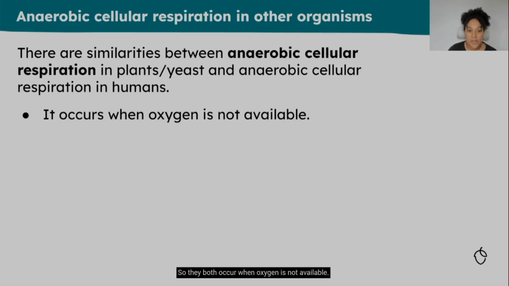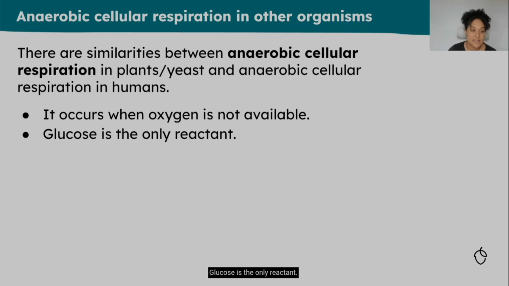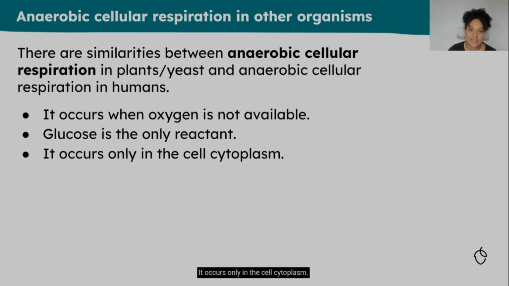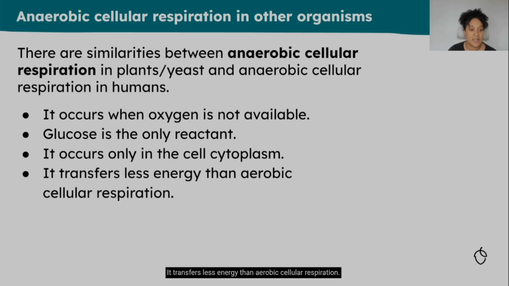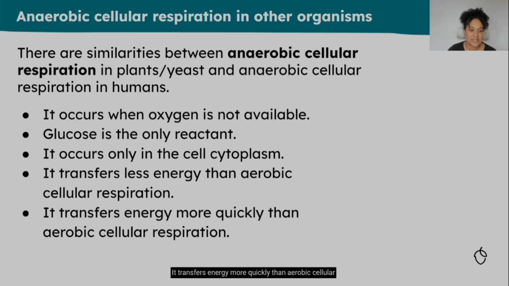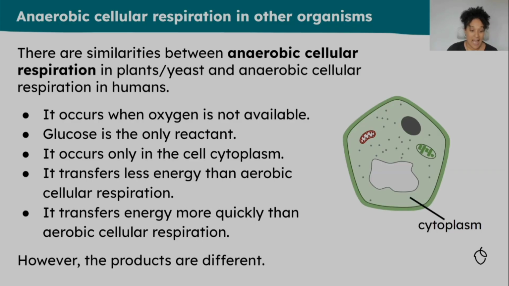There are similarities between anaerobic cellular respiration in plants and yeast and anaerobic respiration in humans. So they both occur when oxygen is not available. Glucose is the only reactant. It occurs only in the cell cytoplasm. It transfers less energy than aerobic cellular respiration. It transfers energy more quickly than aerobic cellular respiration because it's a shorter process. However, the products are different, and that's the main difference between them.